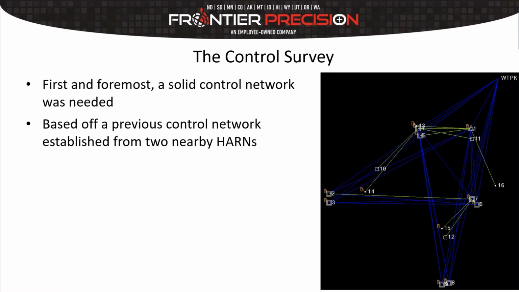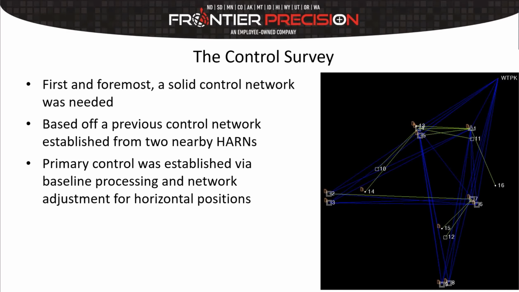So we established our control network. We figured out what we wanted to do. The primary control was established just using a static survey. So we did a static session on all the points, processed the baselines, did a network adjustment, and got all of our horizontal positions locked down. And then we went out to go level through it.